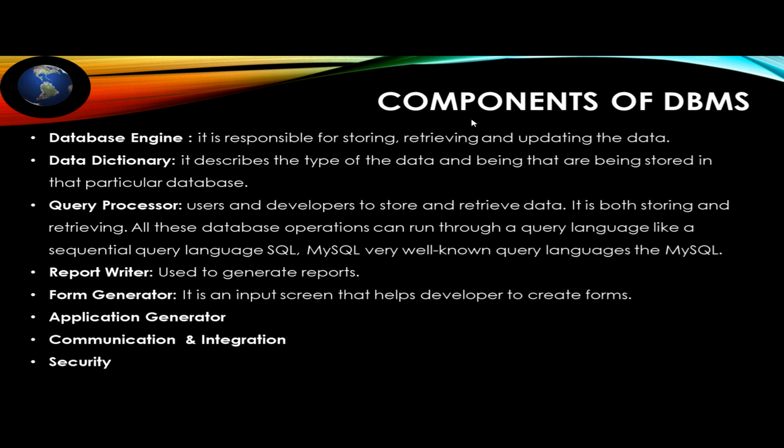See, database management system has a database engine, for retrieving, storing, updating of the data, which means you can edit, you can do anything. So that is called database engine. When it comes to data dictionary, it describes the type of data that is being stored in a particular database. This is called dictionary. Like, you have all the information in this file. So like that, it's called dictionary.